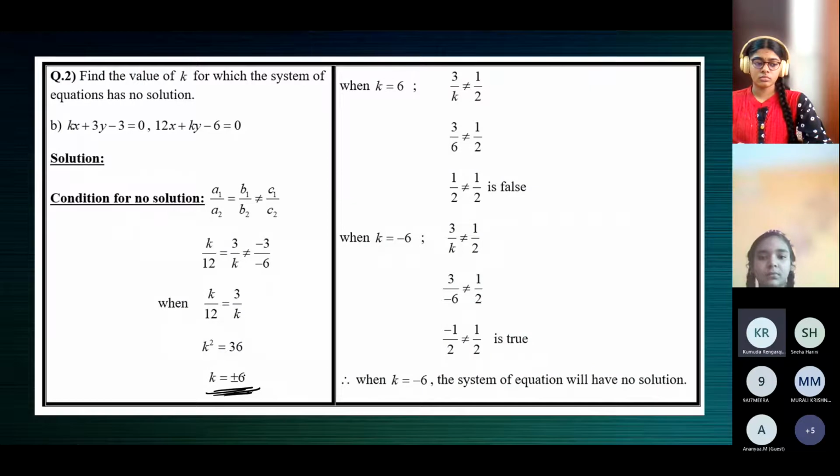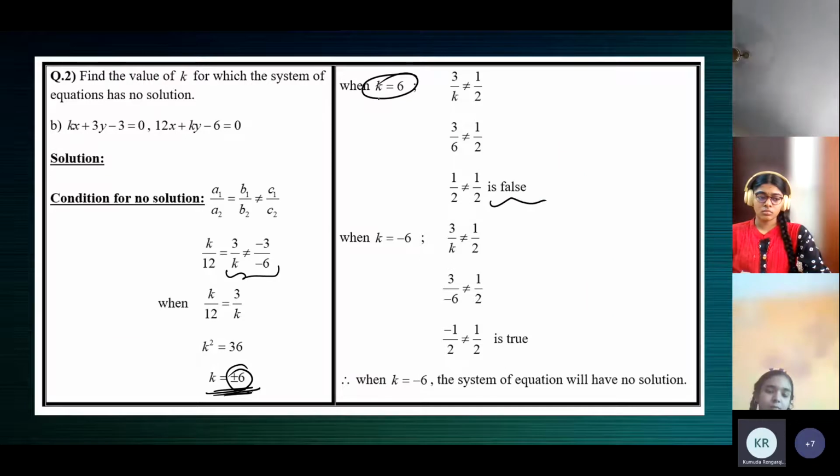Here, when you have two values for k, you must check if you can go ahead with both the values. Sometimes you can go ahead with both the values if you get both true. So here, when you take plus 6 and minus 6 and use it in the later part, 3 by k not equal to minus 3 by minus 6, what we see is here it is false. So you cannot take this value for k, 6. When it is minus 6, it's true. So that means when k is minus 6, the system of equations will have no solution.